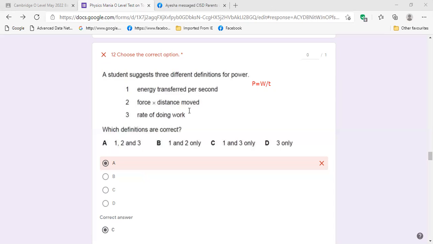So which one is giving us work done by time? Let us check. Question 1, energy transferred per second. So it is right. Yes, sir, energy transferred means this is also work done. And rate of doing work means work done by time. So the answer is 1 and 3 only, C. Very good.